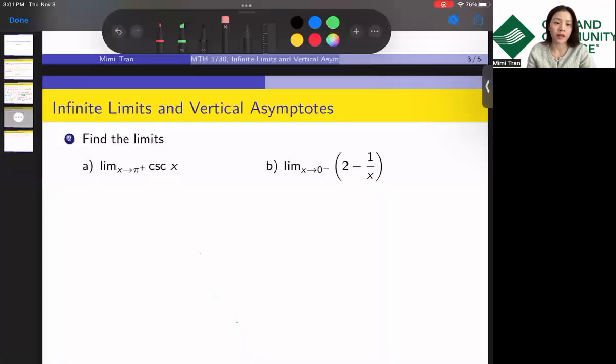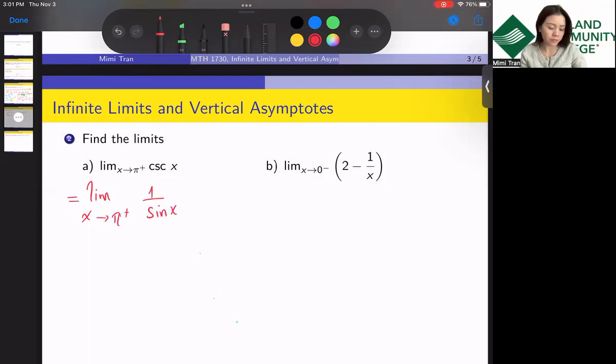Now let's compute some infinite limits. I want to compute the limit as x approaches pi from the right of cosecant x. If I were you, I would rewrite this problem as the limit as x approaches pi from the right. Cosecant x is the same thing as 1 over sine x.